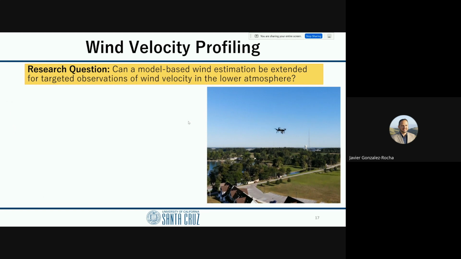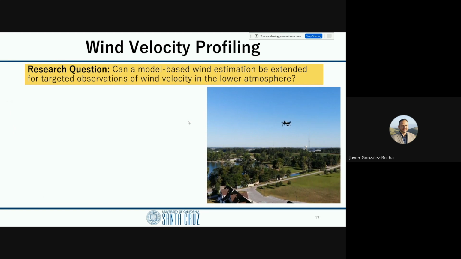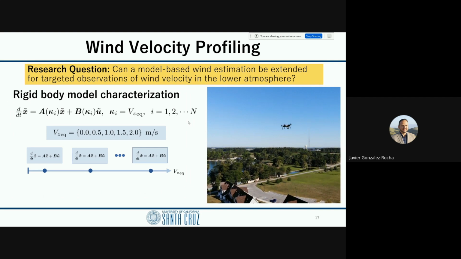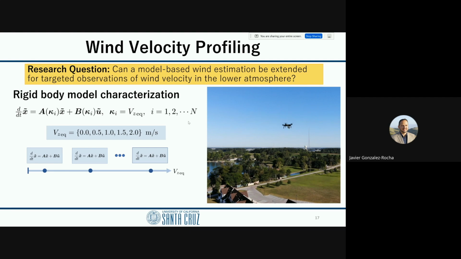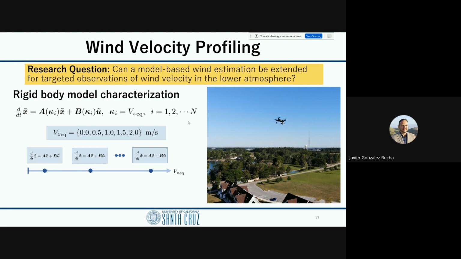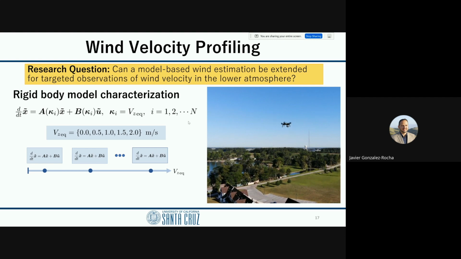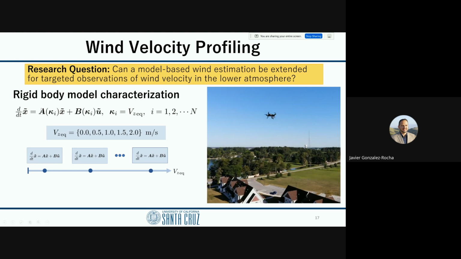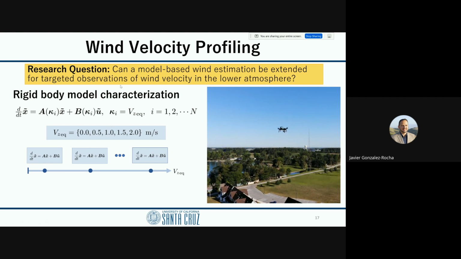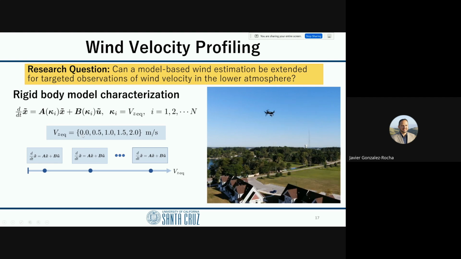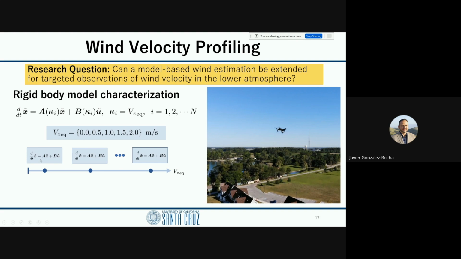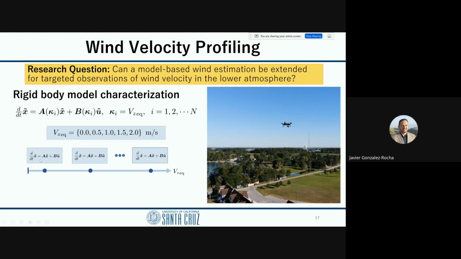So I explored the extension of the rigid body model to profile wind velocity. I used a linear parameter varying scheme, or gain scheduling, this concept of control scheduling, but it's really not doing control scheduling. What we're doing is the scheduling of parameters. We're scheduling A and B based on the ascent velocity of the aircraft. We are considering a number of velocities that range from 0 meters per second to 2 meters per second, and we have a model for each one of those ascent rates.